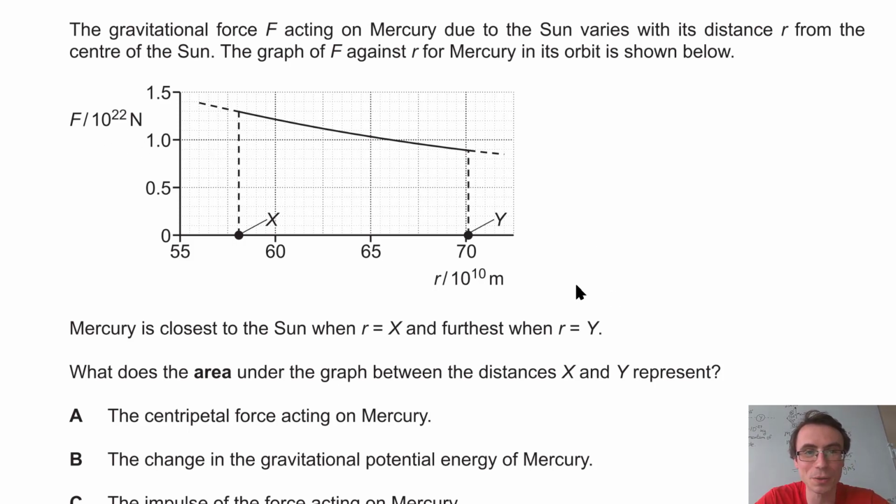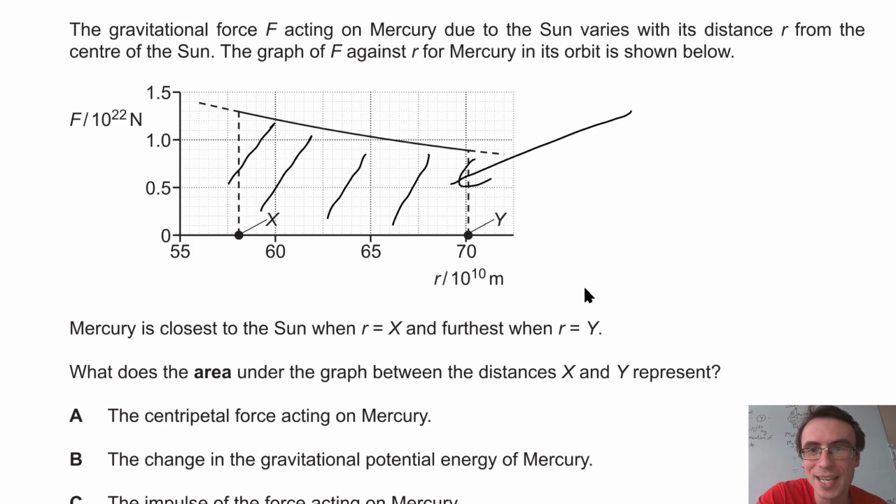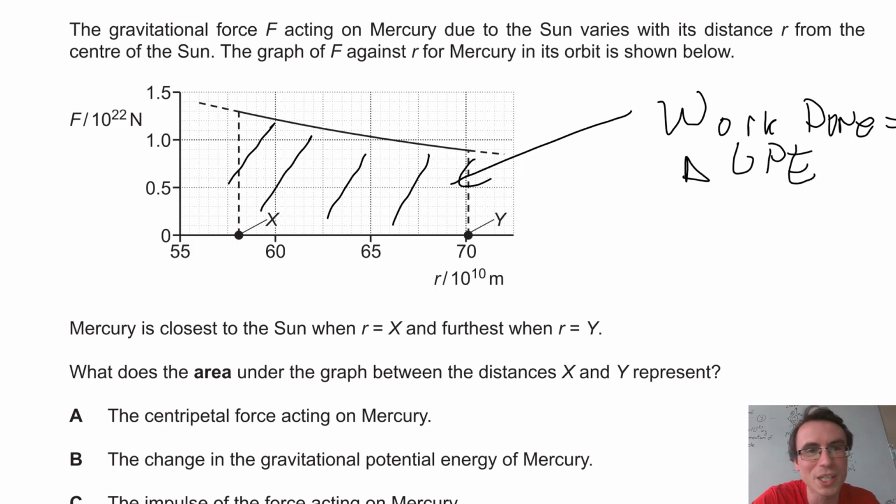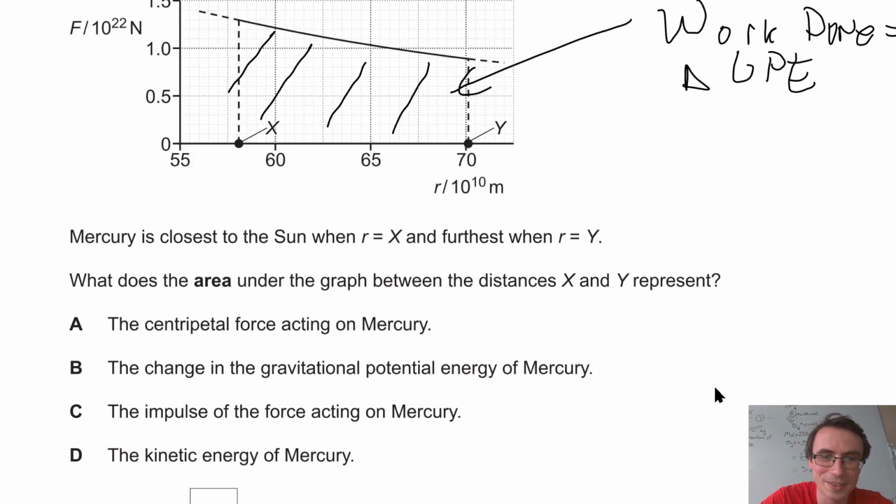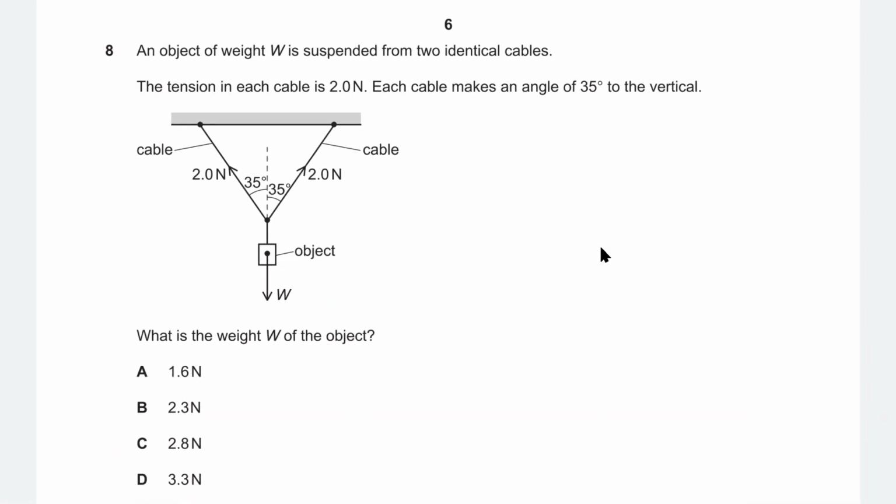Before even reading the rest of the question, I'm thinking that the area under force against distance graphs in all questions is equal to the work done, which is equal to the change of energy. In this case, this will be gravitational potential energy. Okay, what does the area under the graph represent? Okay, perfect. The question is about this already. So correct answer has got to be B, the change in GPE. Fantastic.